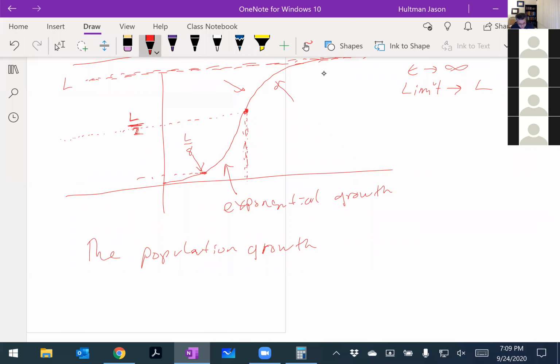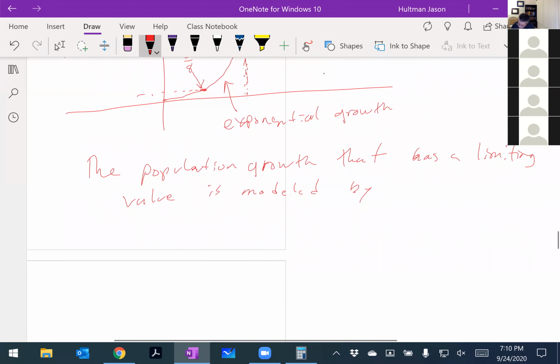Okay, the population growth that has a limiting value is modeled by P of t equals L over 1 plus C e to the negative kt. Oh, look at that. That's my exponential growth that has a limiting value. Actually, 1 plus the exponential decay model, but we're inverting it, so it's growing, but then it has a limiting value. You can only get to L. You can't get past L. L is the boundary.